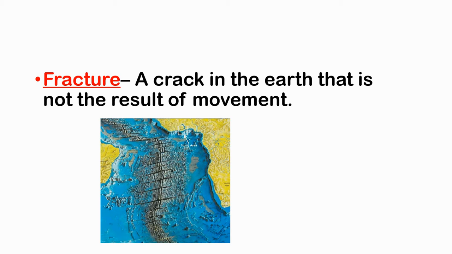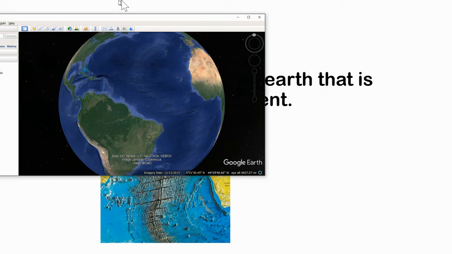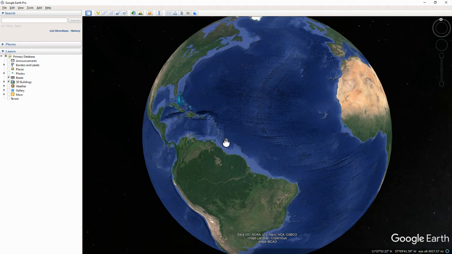There's not movement of the earth in these directions. The movement would be primarily along this fault line, and the fractures are just where the stress has caused it to crack. And so since we're just talking about the Mid-Atlantic Ridge, if you look at Google Earth, amazing technology, this is the ridge we're talking about.